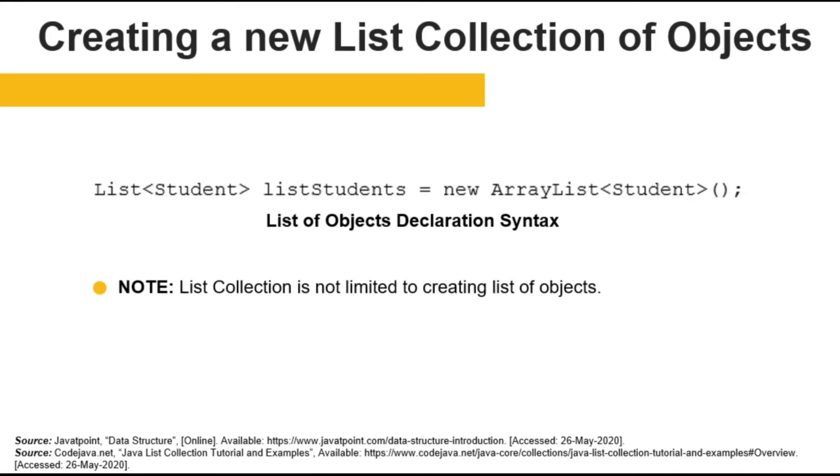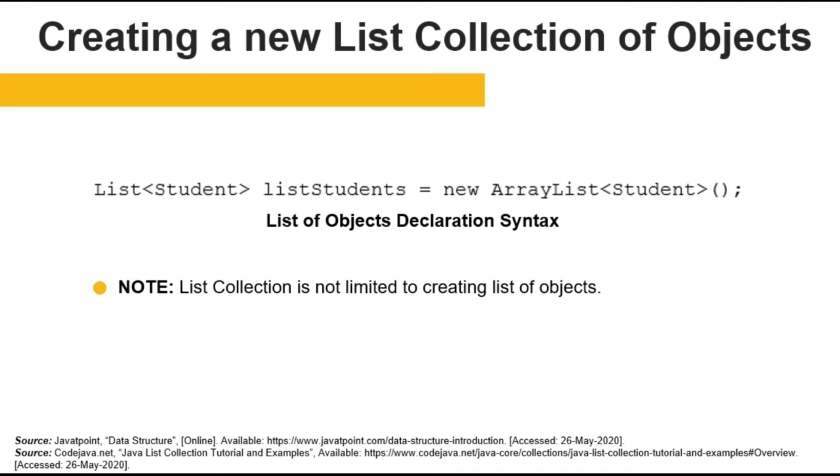Creating a new list collection of objects. It is a good practice to declare a list instance with a generic type parameter. For example, List<Student>, wherein Student is the class that you are creating instances of inside a list to be stored. So students is the name of your list collection, equals new ArrayList<Student>. The given syntax above will allow us to make a list collection of our student objects from our student class that we always use from the previous lessons.